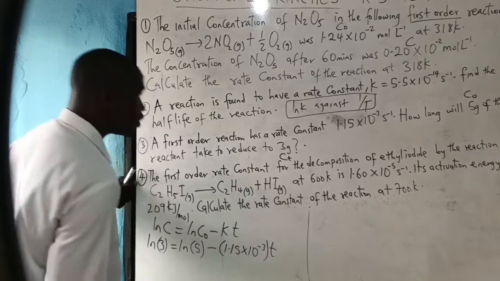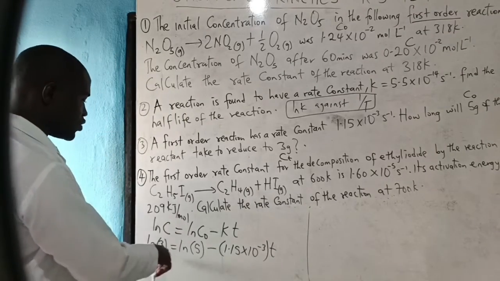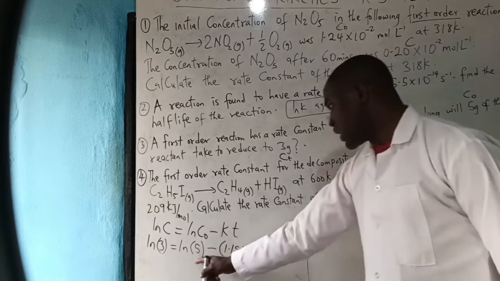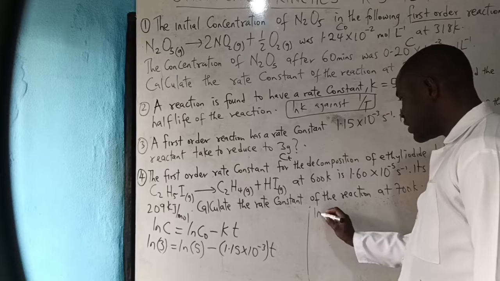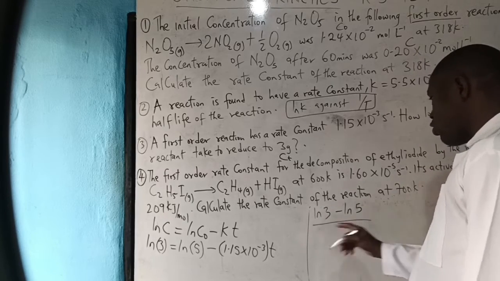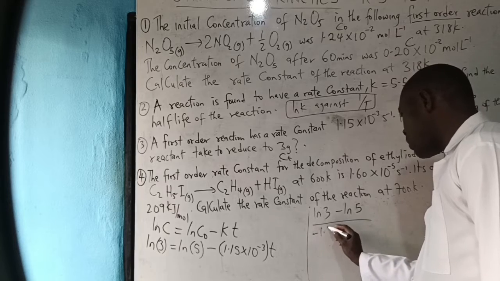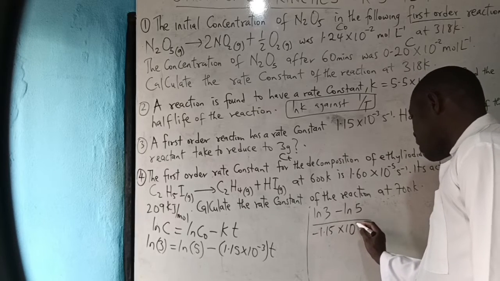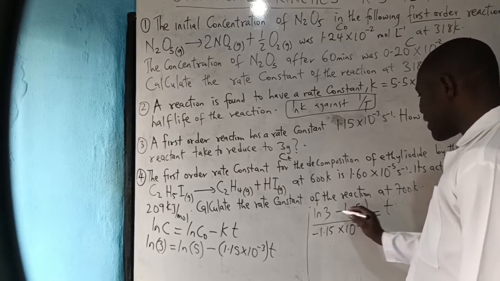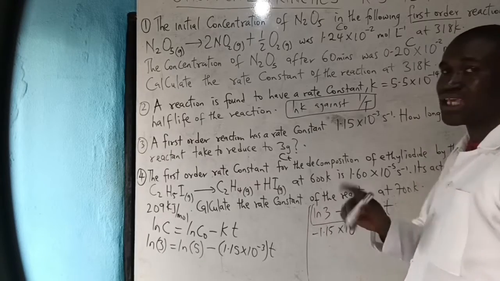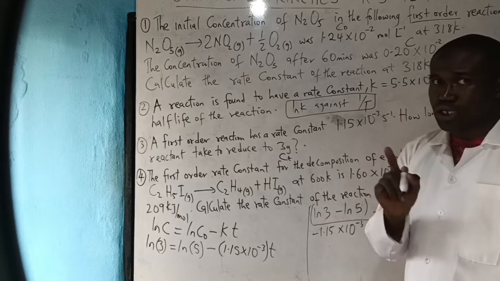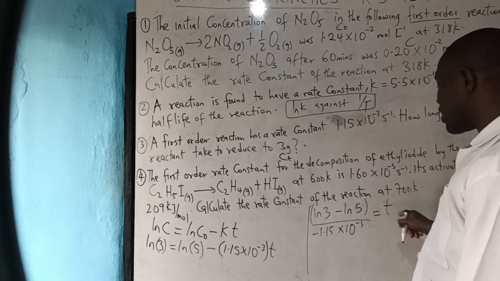So we are looking for the time it will take to reduce to 3. From here, we take this to the other side. We'll be having ln 3 minus ln 5 all over minus 1.15 times 10 raised to the power minus 3 equals T. So you package this inside the calculator. Remember, ln is not the same thing as logarithm. ln is what you will use, not log. You package it inside the calculator to get your time.